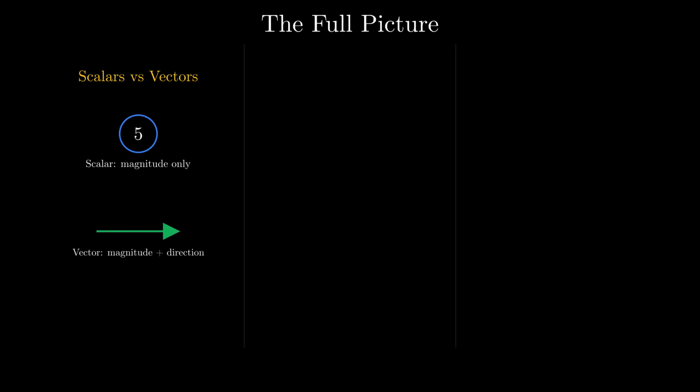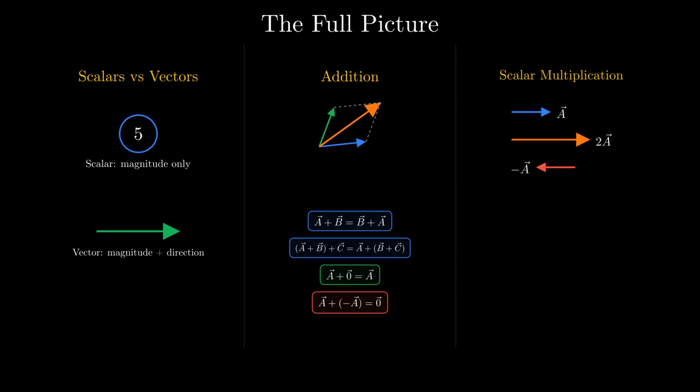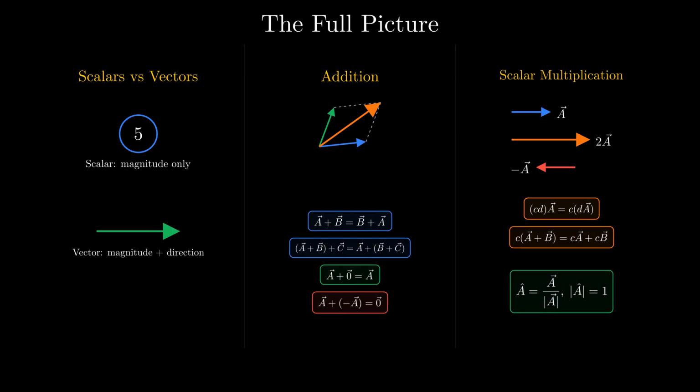Here's the full picture. Scalars carry magnitude only. Vectors carry magnitude and direction. Two operations define them: addition by the head-to-tail or parallelogram rule, which is commutative and associative with a zero identity and an oppositely pointing inverse, and scalar multiplication, which stretches, shrinks, or flips a vector while obeying associative and distributive laws. Divide any vector by its magnitude and you get its unit vector. These rules are the foundation for coordinate systems, which come next.